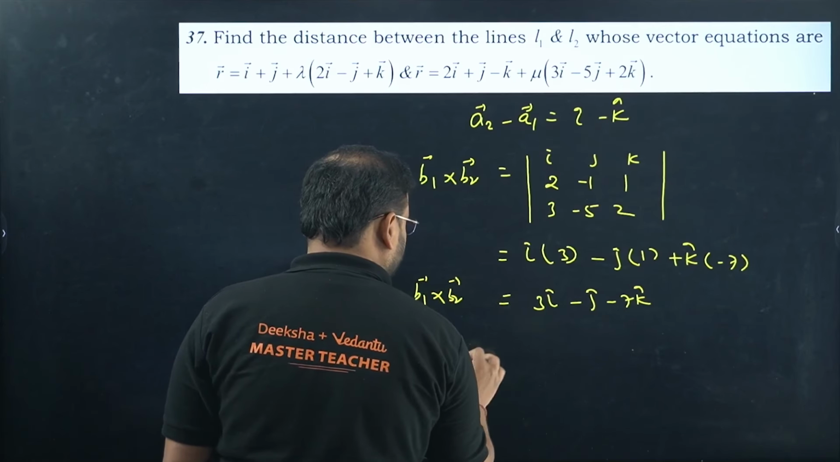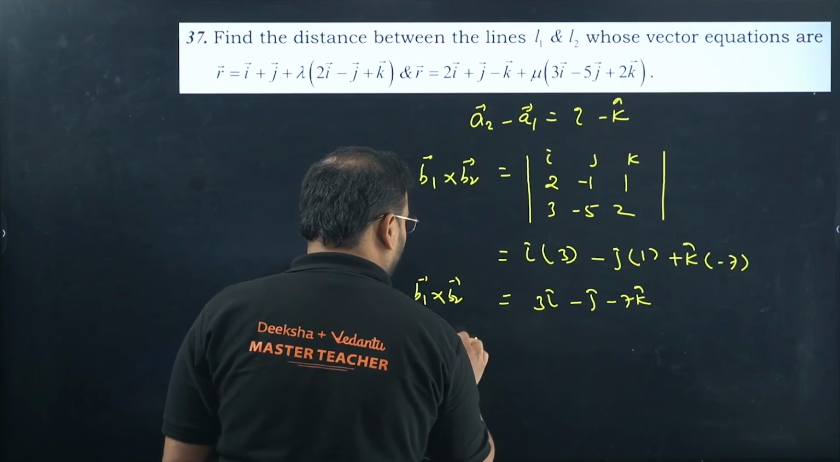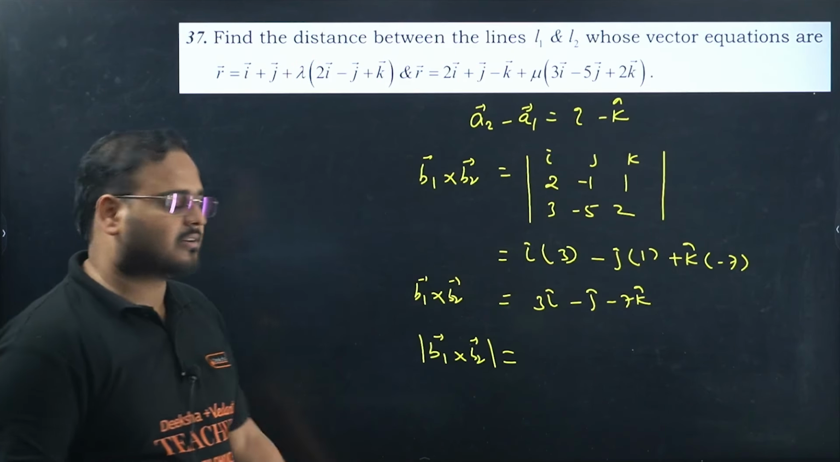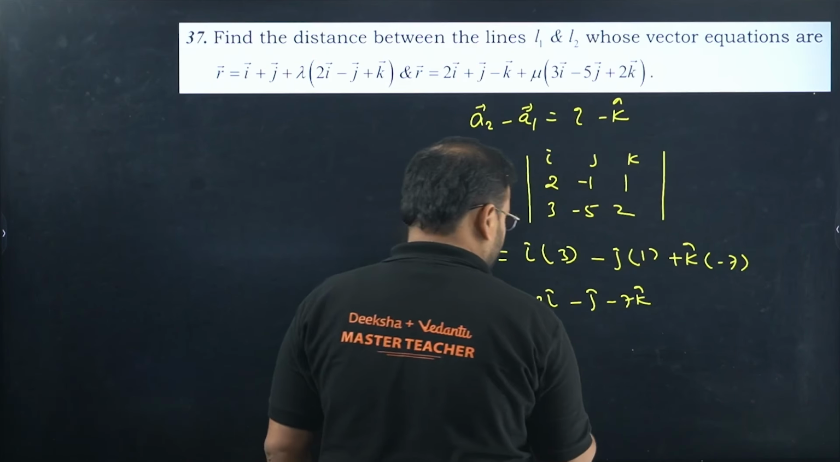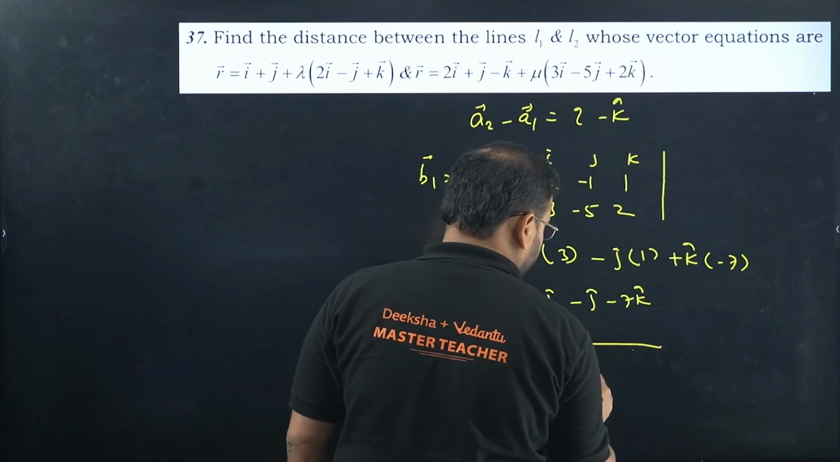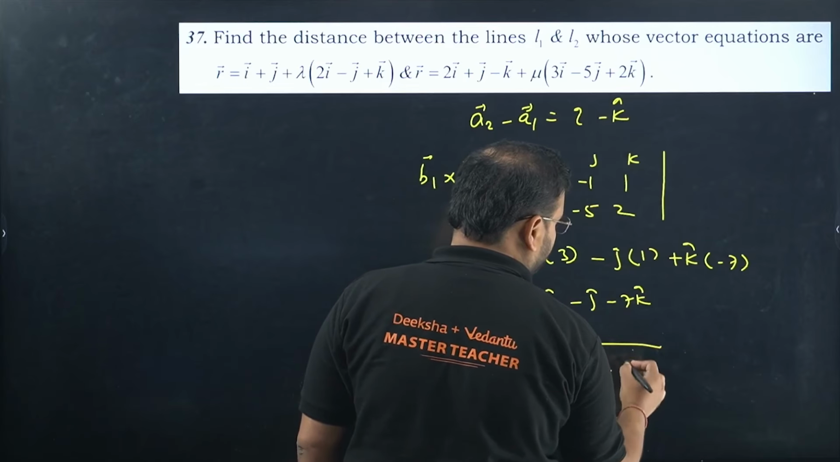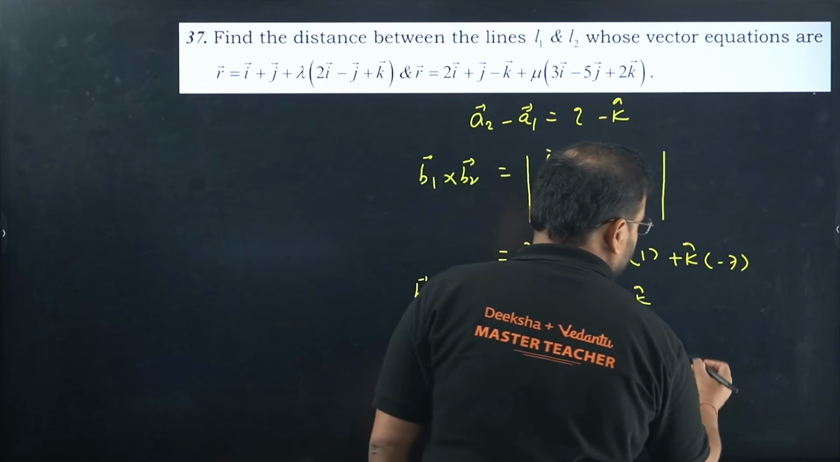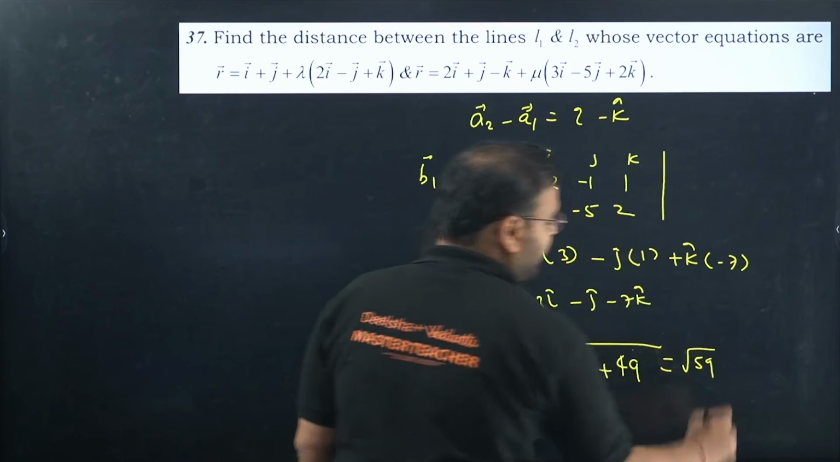Let's find the modulus of this. B1 cross B2 mod. Let's find the modulus because that's what is there in the formula. We'll see that in 1 second. So we'll get here root of 9, 1 and square of 7, which is 49. So 50 plus 9 is 59. So value of this is coming as root 59.